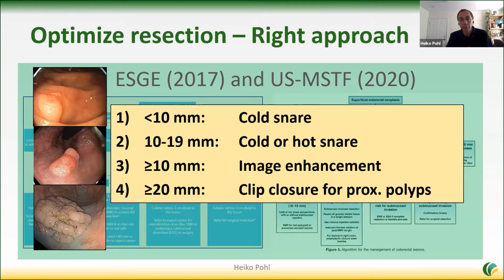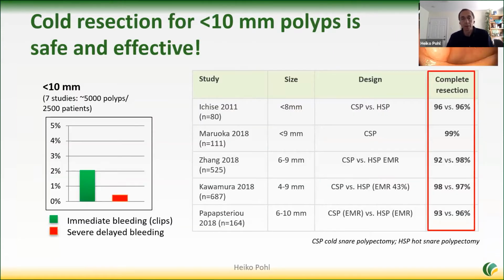Now, the other important thing is that we need to get better with image recognition, and image enhancement tools should be used for all polyps 10 millimeters or larger. And then there is the issue of clip closure for large colorectal polyps. So let's just look at this. Why is there a move from hot to cold? Well, there are numerous studies that have shown on the left-hand side that cold snare resection is safe. There is hardly any bleeding, and it's also effective.